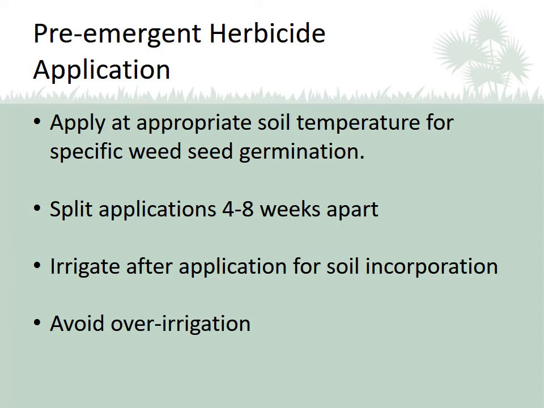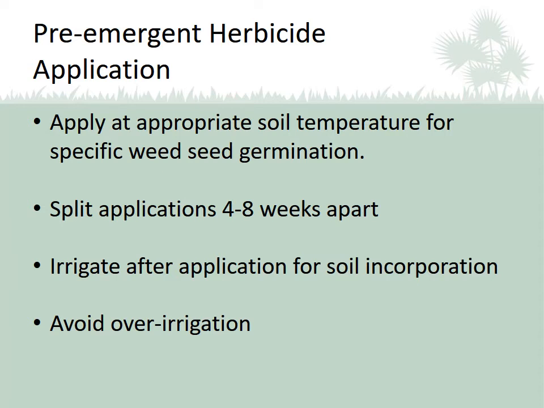If you're using a pre-emergent herbicide, though, very important that you apply it at the appropriate soil temperature for specific weed seed germination. It's very, very important that you have your timing down also. Pre-emergent herbicides need to be applied before the weeds start to germinate. If they germinate and they're all just maybe a half an inch tall, it's too late to use a pre-emergent herbicide at that point. Sometimes you're going to want to use two different applications 4 to 8 weeks apart. That way you get better control over weed seeds that might be germinating over a certain period of time.